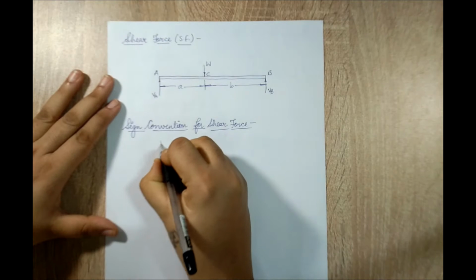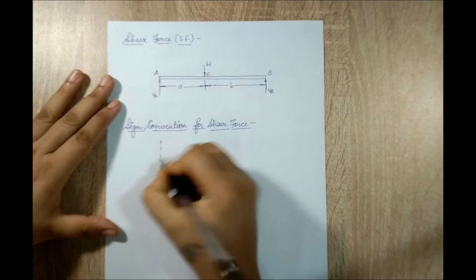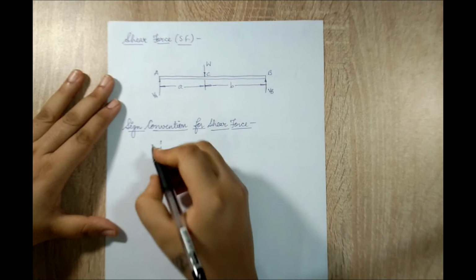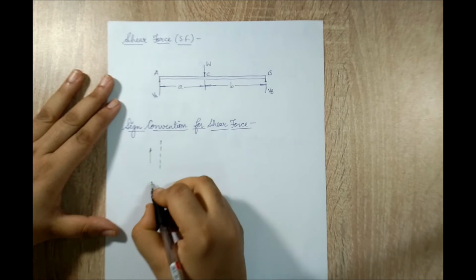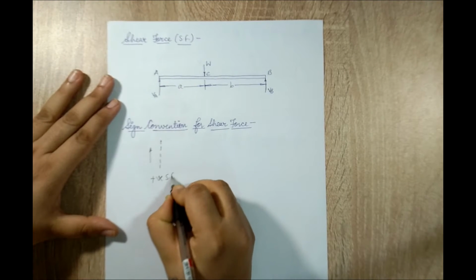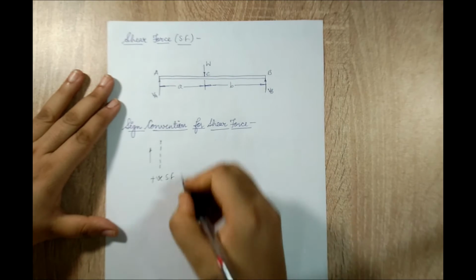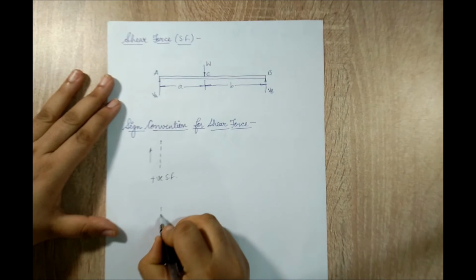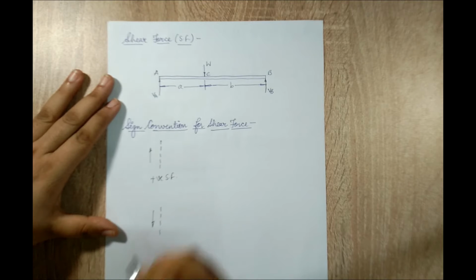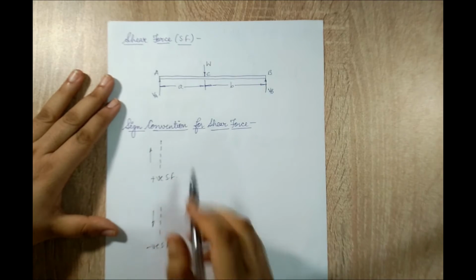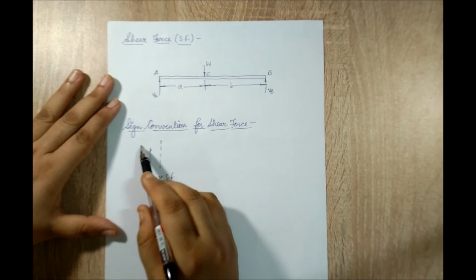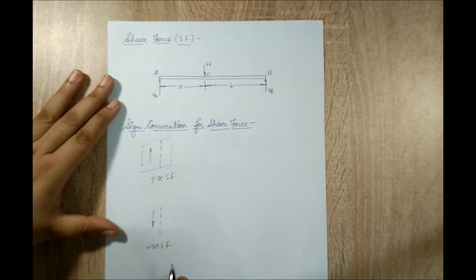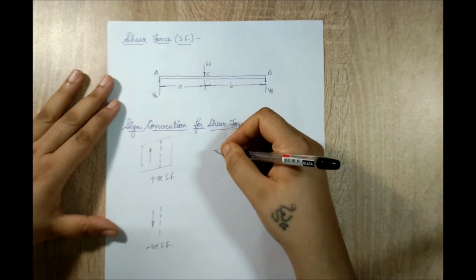So I'll draw the convention. This is my section that I am drawing. To the section's left, if I see any force going upward, I will call it a positive shear force, which means that to the left of the section, if I see a force going downward, I will say it is a negative shear force. From the entire sign convention that I am going to draw, only this much portion is what I need to remember while solving numericals, but still we will complete the rest of it.